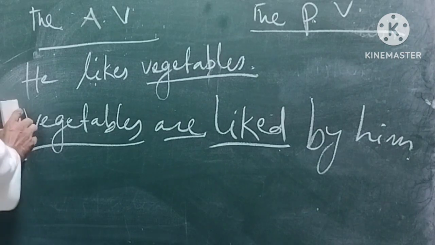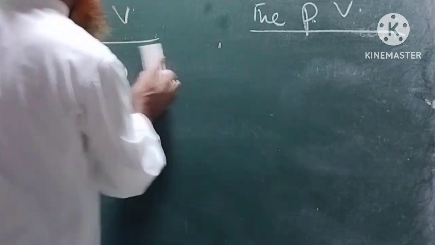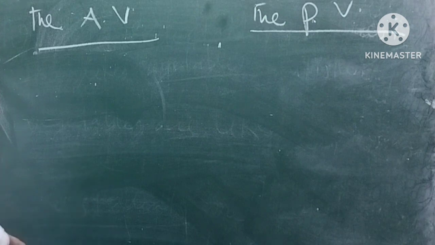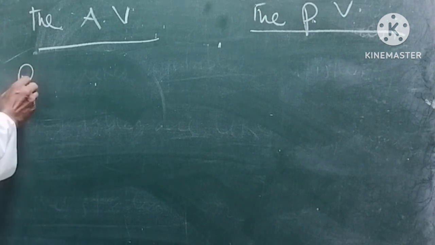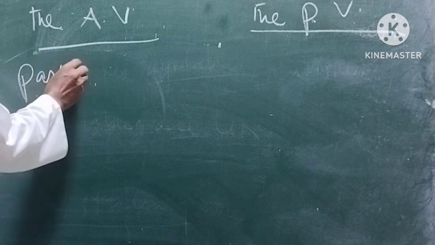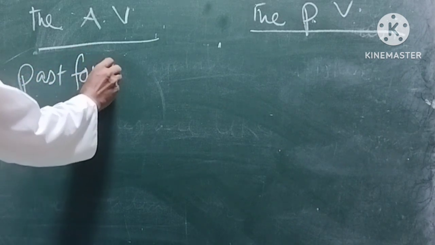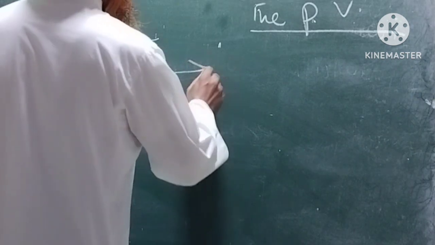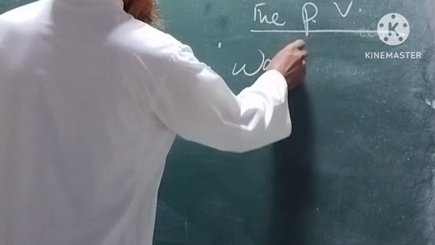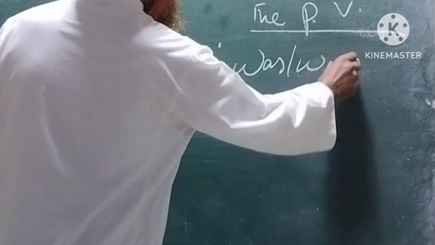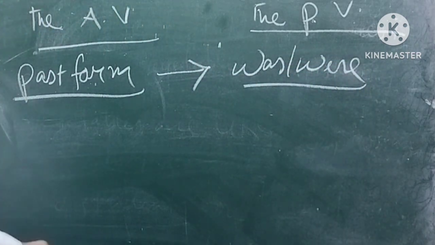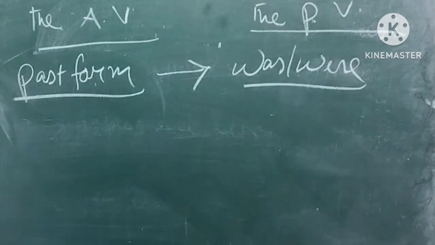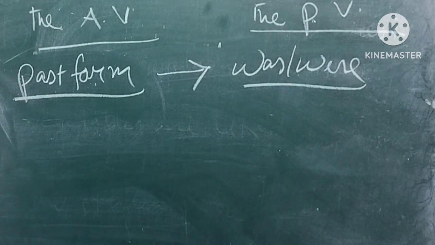In the same way, we can take another form of verb, the past form of verb. When the verb is in the past form, the be verb will come: was, were. Was, were are the be verbs in the past tense.